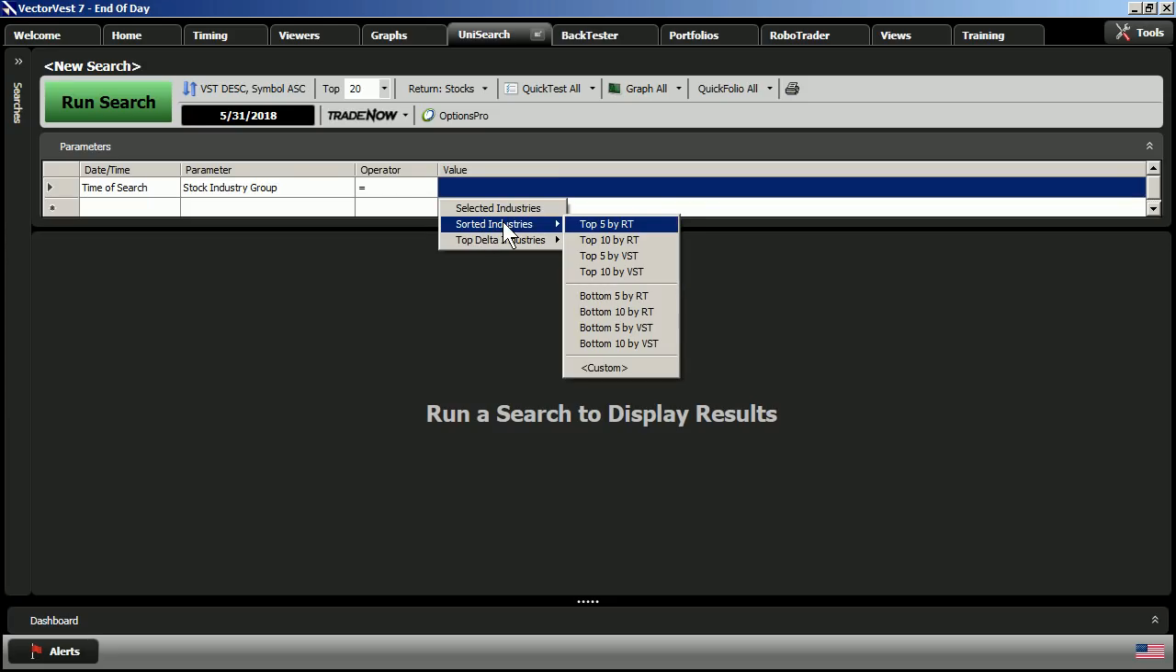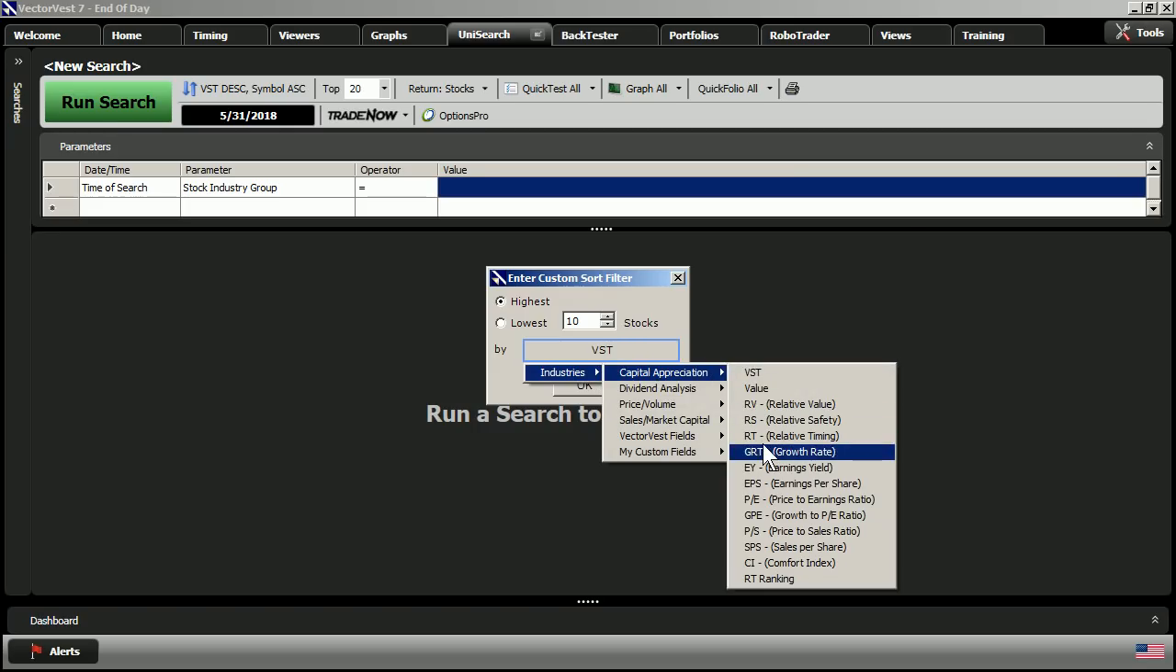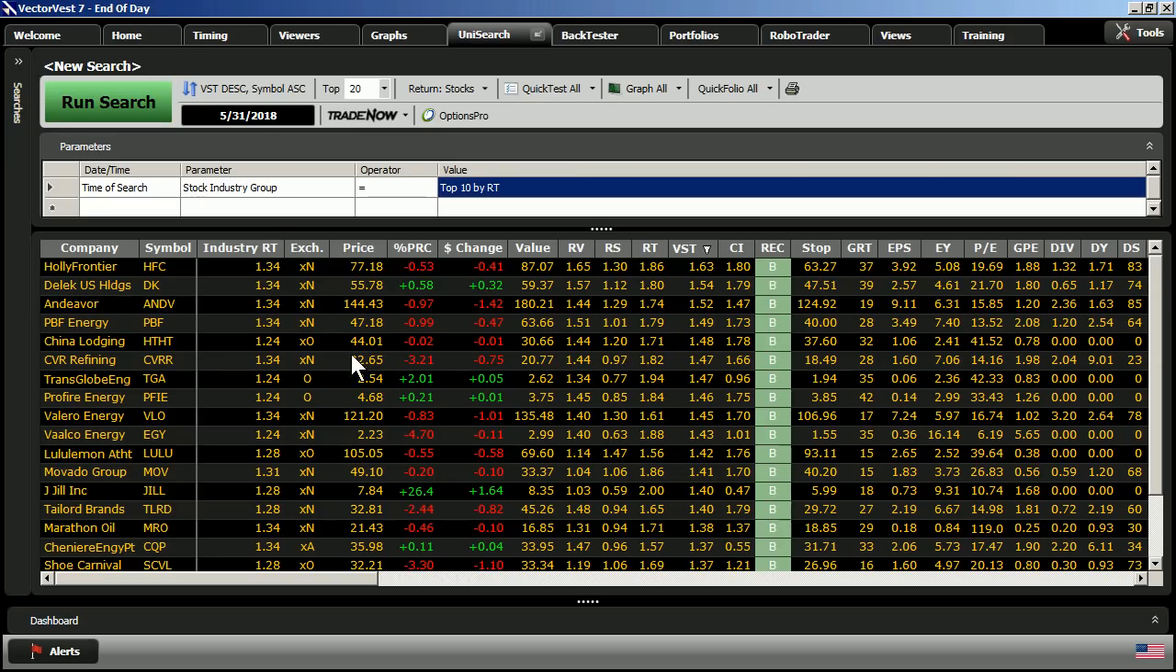Here we have several choices pre-built. For instance, top 10 industries by virtue of their RT score. We also have a custom choice, so you can enter values of your own choice. Remember to change the indicator, in this case to RT. Running the search, we find a list of stocks sorted by VST with the industry's RT value in the first column.